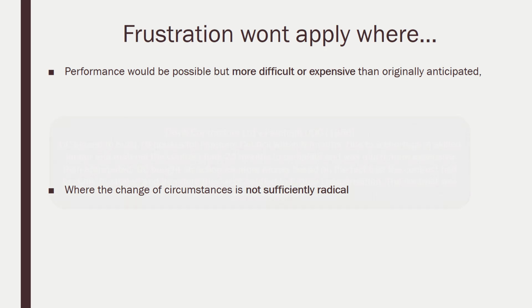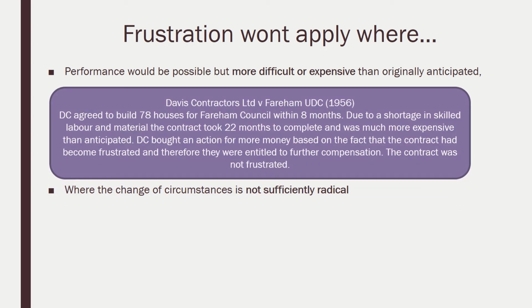So perhaps performance would be possible still, but just more difficult or expensive. So you can't raise frustration if you can still perform the contract, but it simply becomes more difficult or expensive than originally anticipated. There's a case here involving contractors against Fareham Urban District Council, and you see this situation quite frequently in building work cases. You'll quote an amount to complete some building works, and then it becomes more expensive. It doesn't mean that the contract is impossible to perform. It just means that it's becoming more difficult or expensive than originally agreed, and there has to be some adapting there.